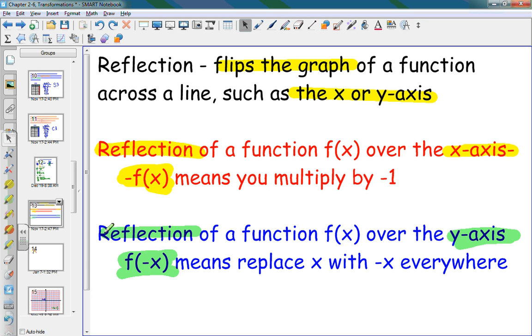Now, how is each function related to y equals x? You're going to say up, down, left, right. Number 3 through 5. Make a table of values for f of x after the given translation. Number 3 is down, number 4 is up, number 5 is down.